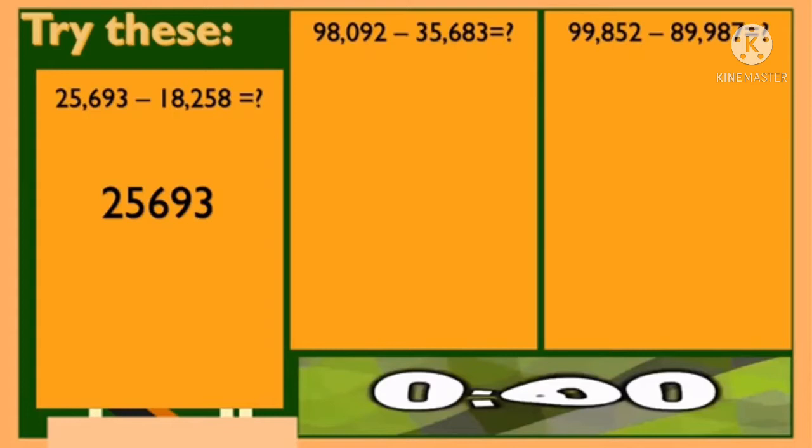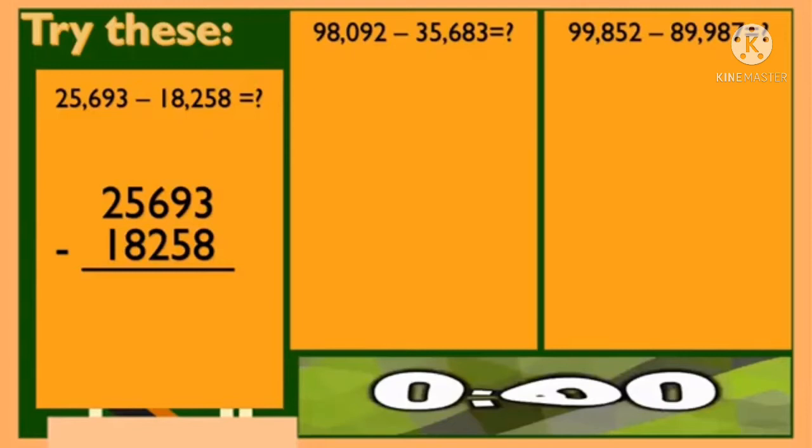And of course, we need to align the digits on the second number. So our second number is 18,258. Okay. And of course, don't forget to write the symbols. And then you are ready to answer. Now, let's identify first. The upper part is 3 and the lower part is 8. So, can we subtract them? 3 minus 8, can or cannot?